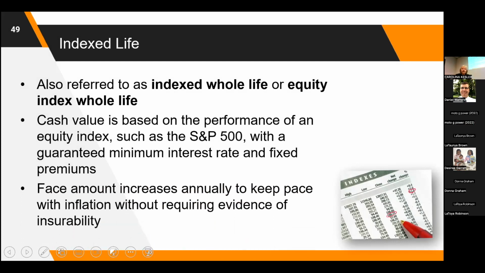The face amount will increase annually to keep pace with inflation without requiring evidence of insurability. So your face amount is going to increase. That could be another answer for that. So that's the only three for current assumption or interest sensitive: current assumption, the equity index, and the face amount increases. And without requiring evidence of insurability means no new medical, right?